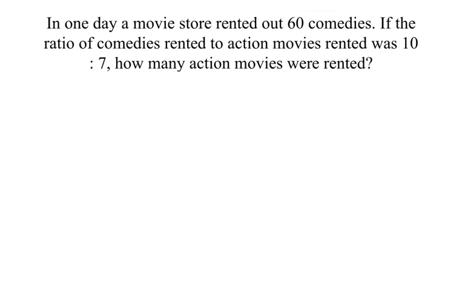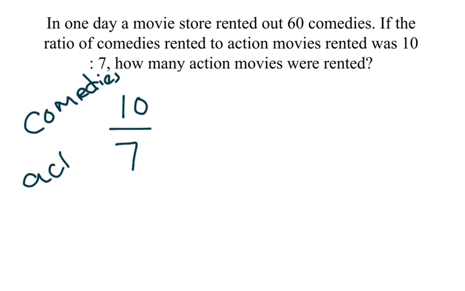In this example, it says, in one day, a movie store rented out 60 comedies. If the ratio of comedies rented to action movies rented was 10 to 7, how many action movies were rented? Well, we're going to write down our ratio, 10 to 7, and then we're going to see what those numbers meant. Okay, it says ratio of comedies. So I had comedies first, and then we had action for 7.